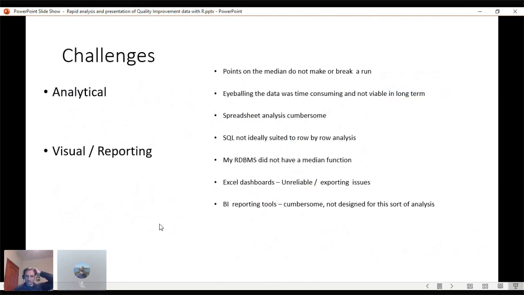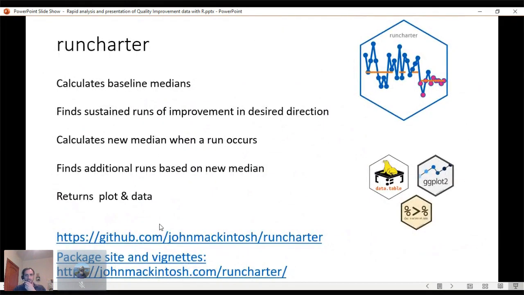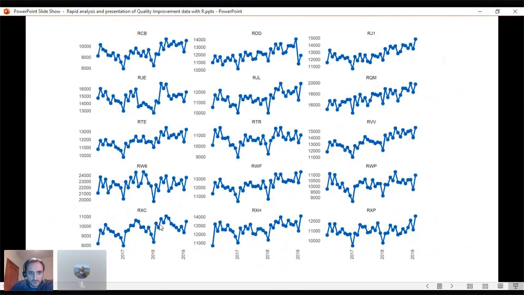There are, as I say, some challenges, both analytical and from a BI reporting perspective. So I built something in R. This does everything I want it to do. It calculates my medians, finds the runs, and keeps on going. It uses data.table and ggplot2, so it's pretty stable. And essentially it turns this into this, which is just what I wanted.